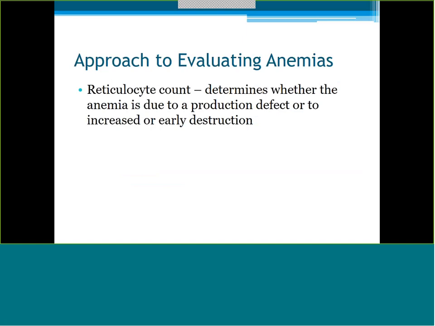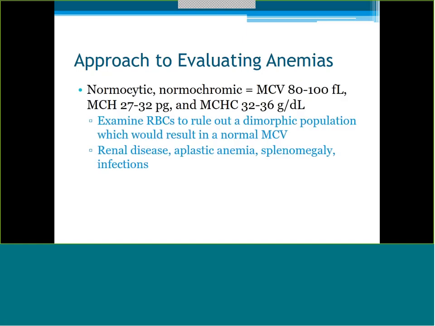All right, as far as evaluating anemias and trying to separate between them and see what's going on, we can do that retic count. That's going to help determine if it's a production defect or early destruction. Retic count will go high in early destruction with hemolytic processes. And then the key is going to be our red cell indices, our MCV, MCH, and MCHC. We categorize our anemias according to those red blood cell indices.